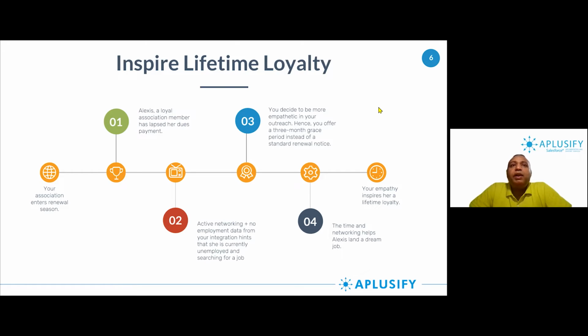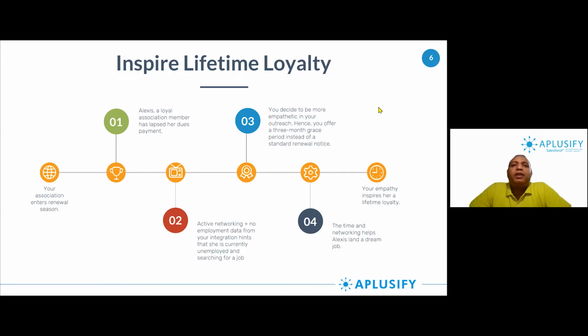And that can only be done because you have your integration done for your community portal and your AMS or CRM. If that integration was not there, it would be a different scenario where you would have sent Alexis a standard renewal notice, and since she was running into some issues, she might have gotten frustrated with that renewal notice and left your membership forever.